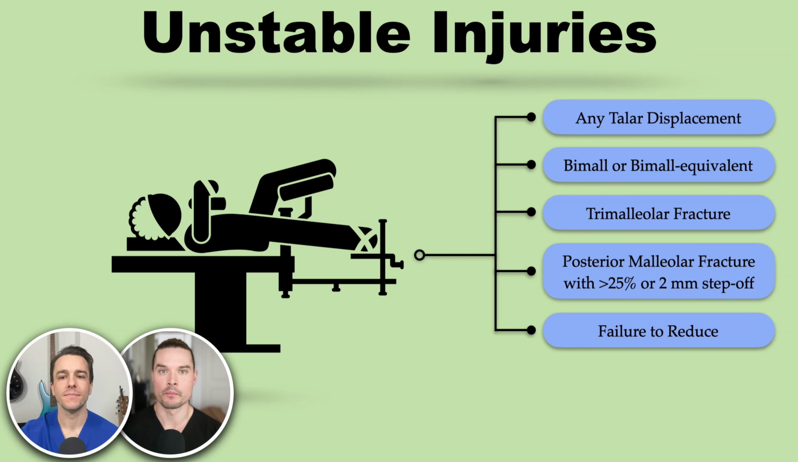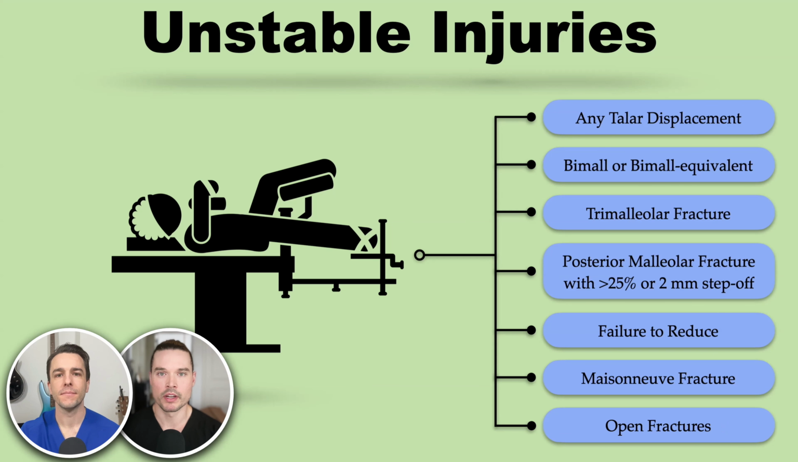Next, we have failure to reduce a displaced ankle fracture. After that, we have our Maisonneuve fracture. And lastly, any open fracture. And remember, an open fracture is when bone is in contact with air. Be on high alert when you have small puncture wounds because bone might not obviously be outside of the body, but sometimes sharp fragments of that bone puncture through the skin, and that counts as an open fracture. So just be on the lookout for that as well.